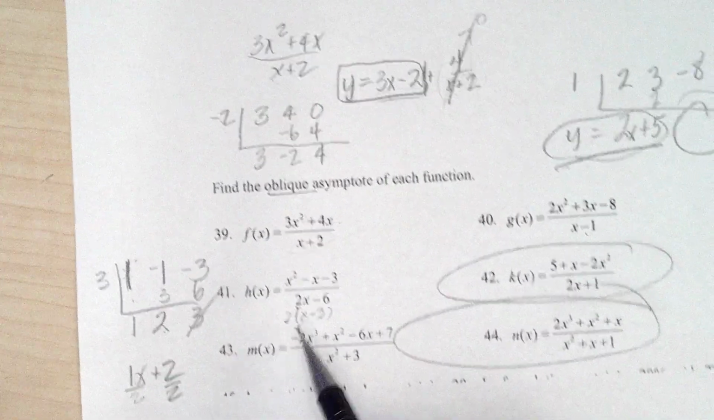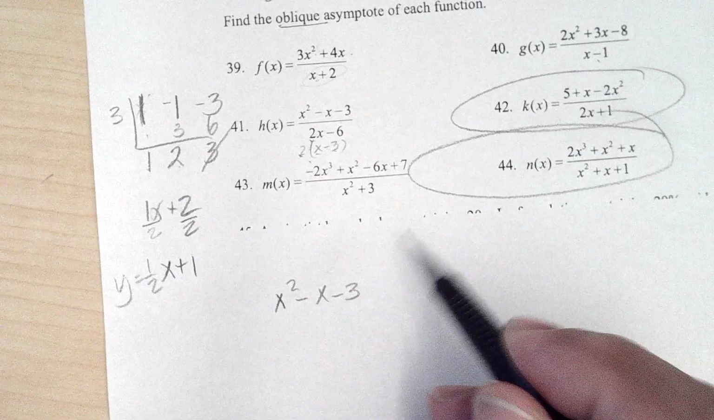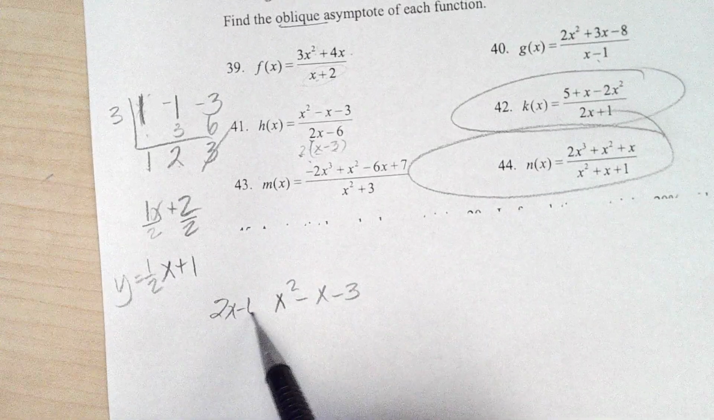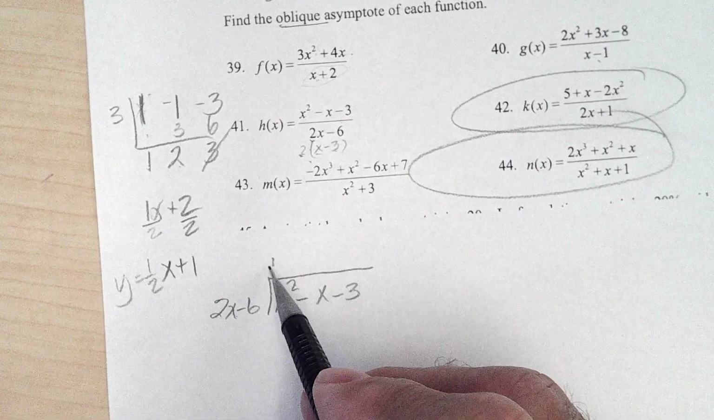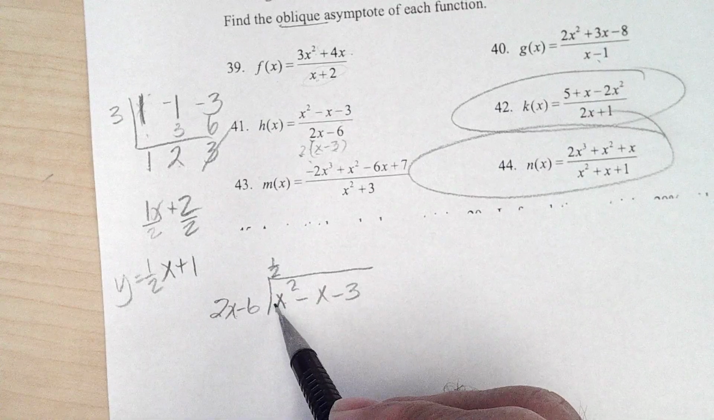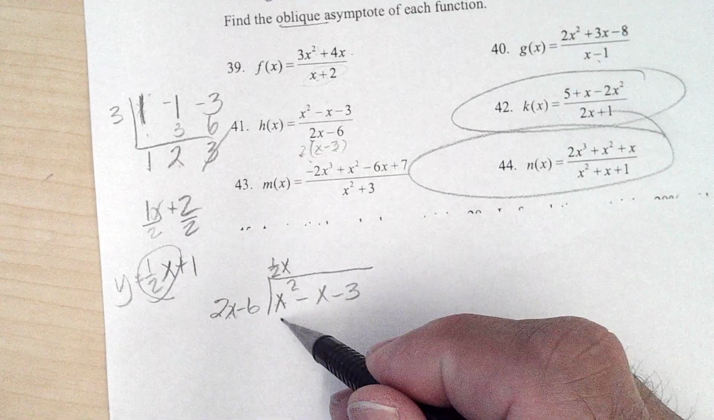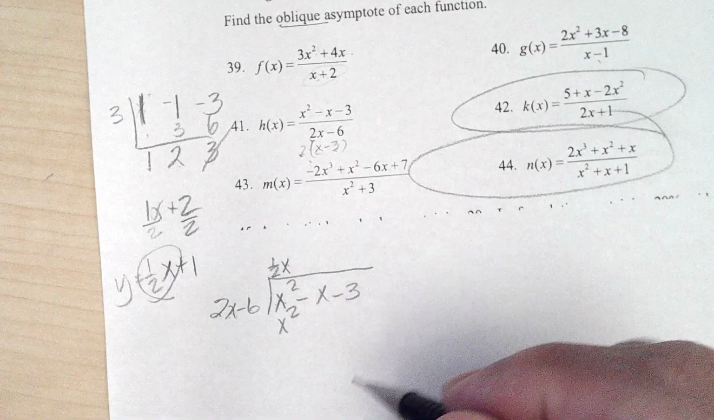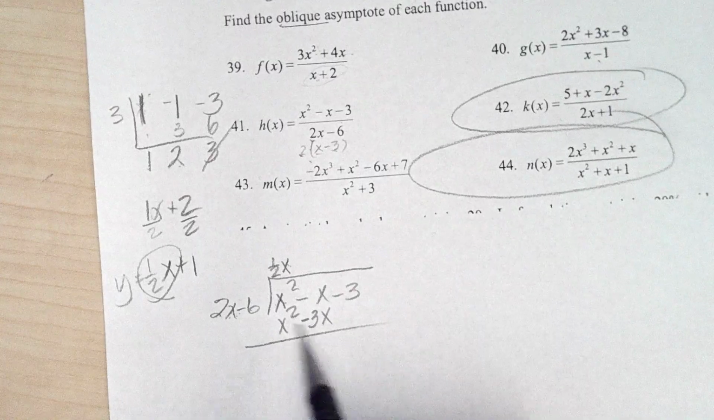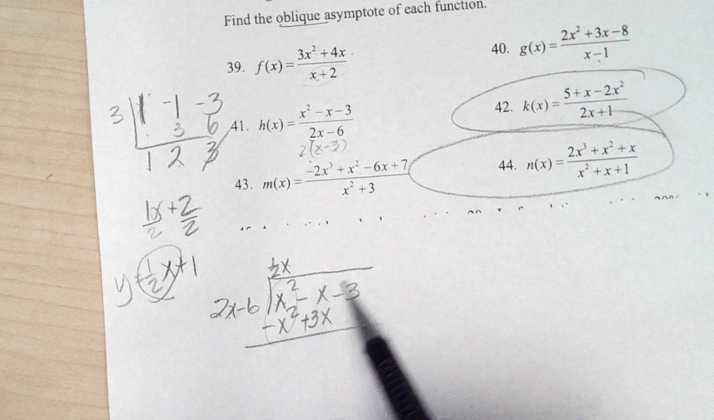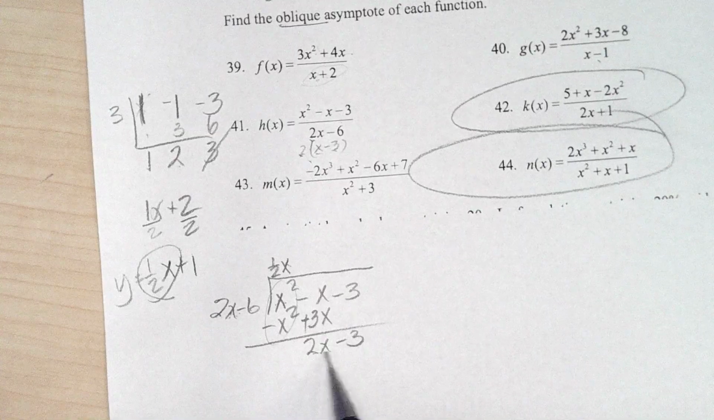You could have done these all with long division. So I'm going to do this one again with long division. x squared minus x minus 3 divided by 2x minus 6. 2x times what makes x squared? It looks like it's got to be 1/2, since 2 times a half is 1, and by an x. 1/2 x times this is x squared. 1/2 x times negative 6 is negative 3x. Draw the line, change the signs. These cancel. I get 2x minus 3.